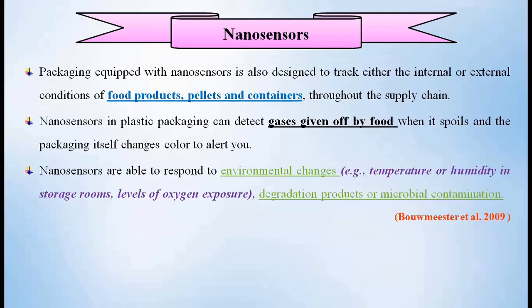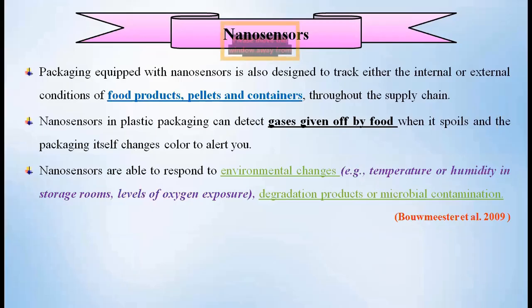So nanosensors. Packaging equipped with nanosensor is also designed to track either the internal or external condition, as I explained earlier, of food products, pellets and containers throughout the supply chain. Supply chain means the chain from harvesting to the end product which the consumer consumes. It involves harvesting, then pre-cooling, then transportation, then storage, then processing, then packaging, then again transportation, retailing, and when it comes to the consumer. This whole chain is known as the supply chain. Nanosensor in plastic packaging can detect gases given off by the food.